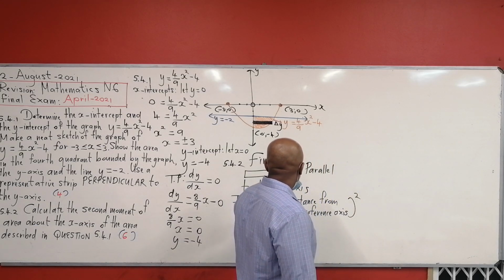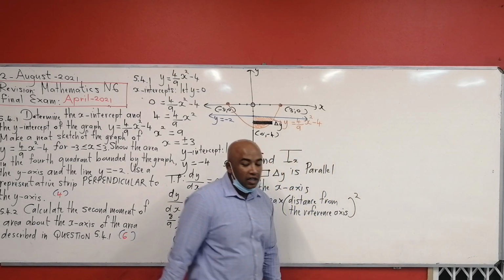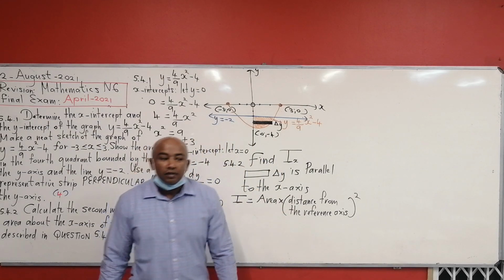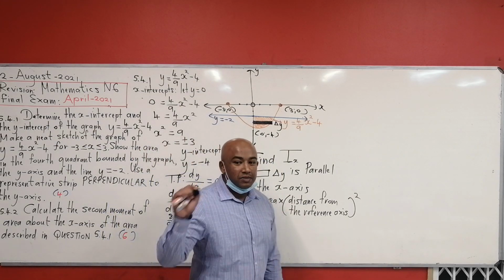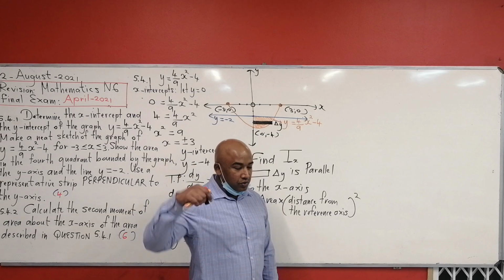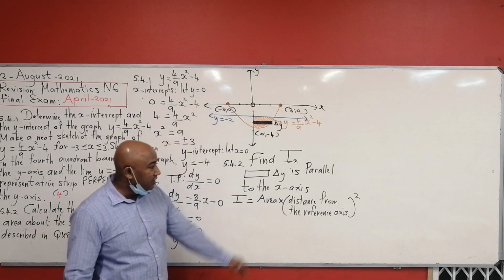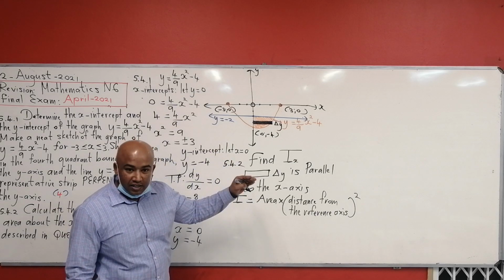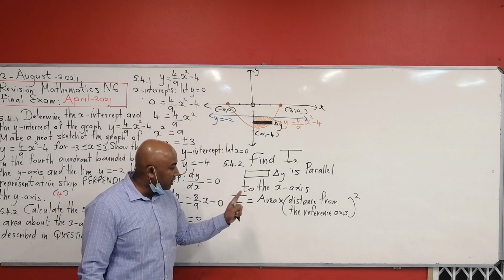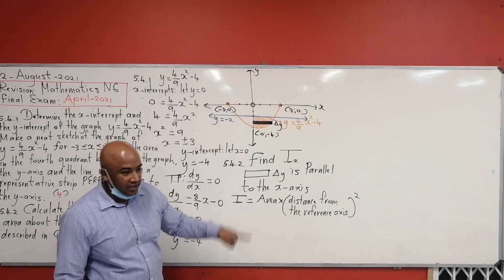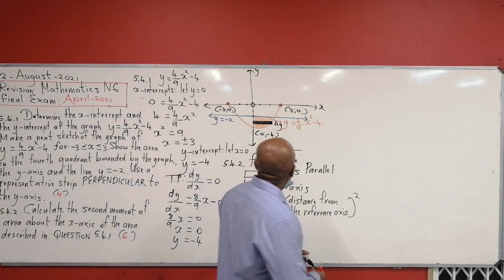All squares. If it was perpendicular, then it will be area times k squared, where k is equal to your length divided by the breadth. But if it is parallel to the reference axis, we use the formula area times distance from the reference axis, all squared. Okay.